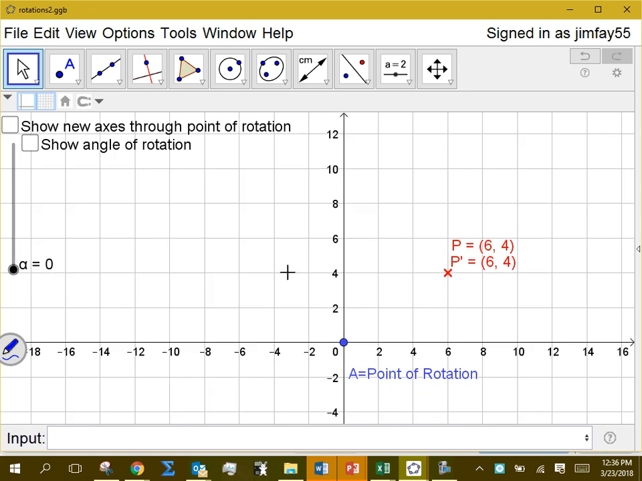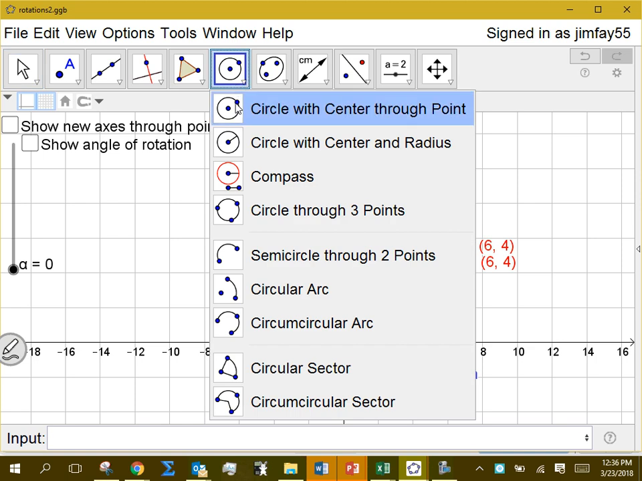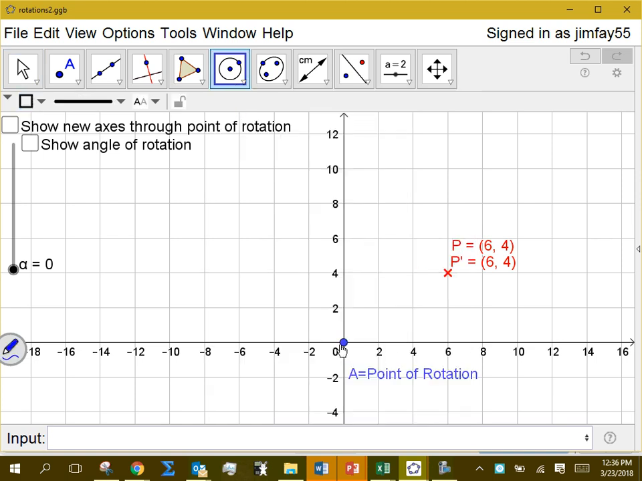Ultimately, what we're going to do is take a point, and that point can be anywhere in the coordinate plane that we want it to be, and we are going to implant a circle centered at what we call our point of rotation. And that circle is going to pass through the point that we are rotating. Okay? Now, we never really draw the circle, but I want you to see what's behind the scenes.